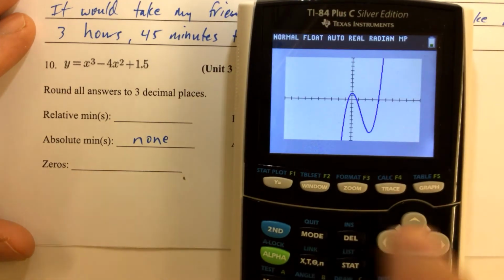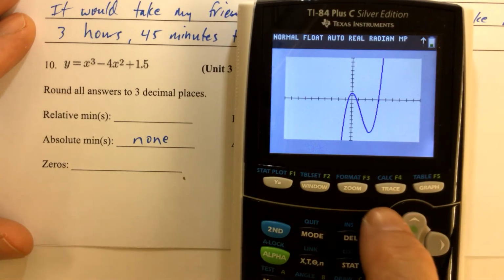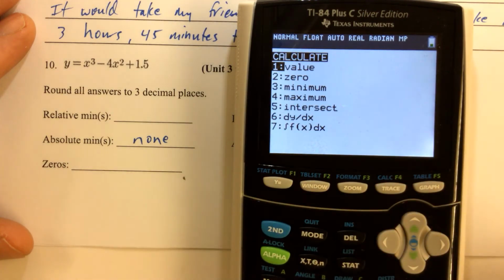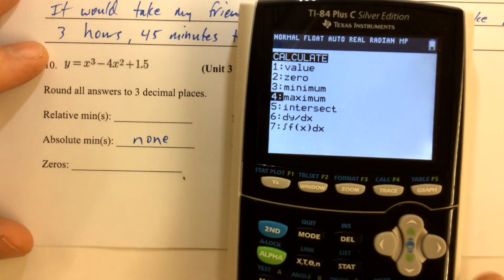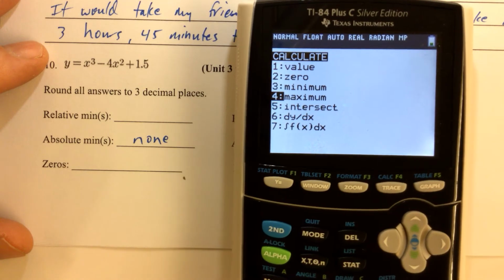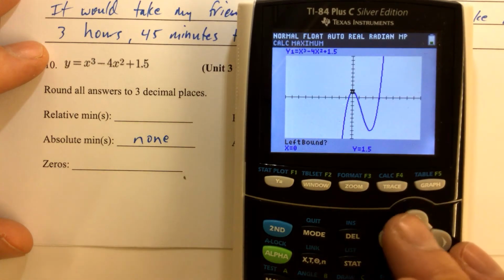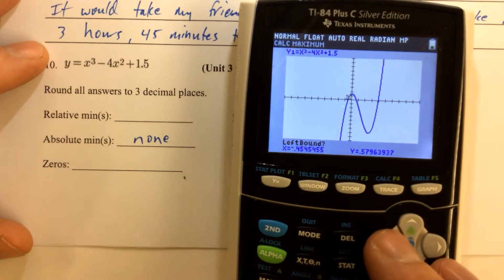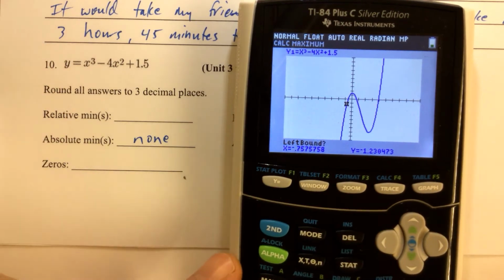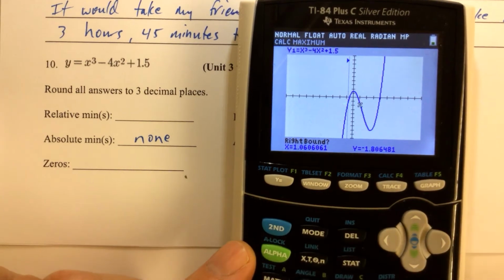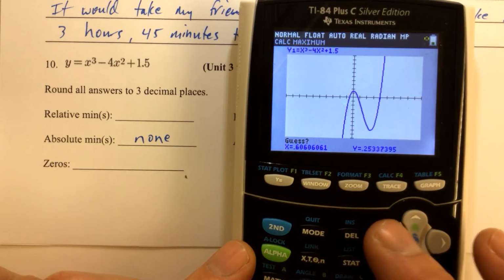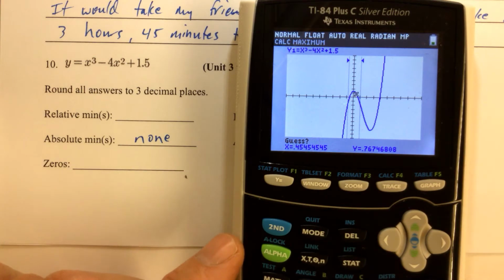So let's find the relative max first. We do second calculate, and we're trying to find a max here, so we want to calculate the maximum. We can scroll down to the 4 and hit enter. What it's asking here is for the left bound. Move the cursor somewhere to the left of that high point and hit enter, then move the cursor somewhere to the right of that high point and hit enter, and then move the cursor anywhere in between those two vertical lines that you see there on your calculator.